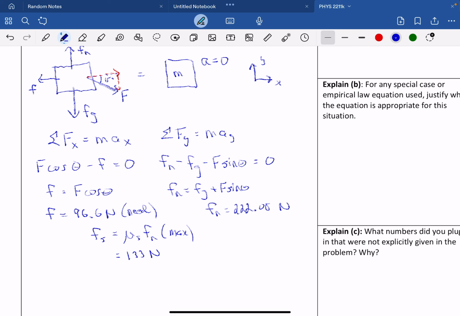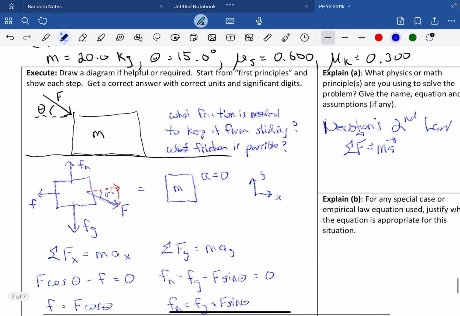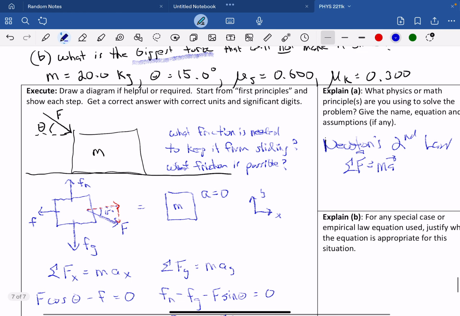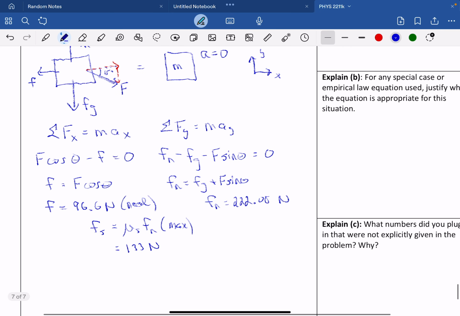Okay, so the next question is, what is the biggest force that we could push that would not make it slide? And you might think, well, we just need to overcome this 133 newtons. But that's not quite right, because the harder I push, the bigger the normal force is going to be. So if I push harder, I'm going to have more normal force, which means I'm going to have more maximum friction. So I can't just use that 133 newtons.